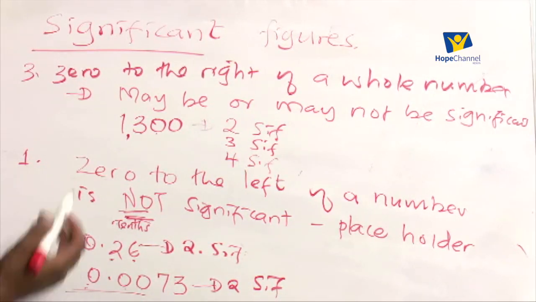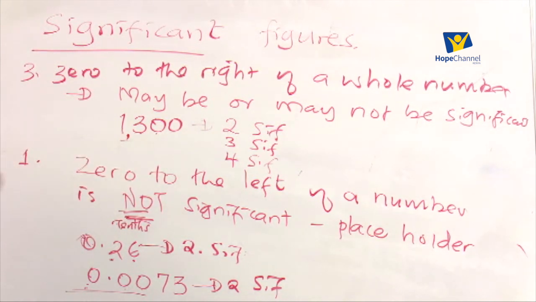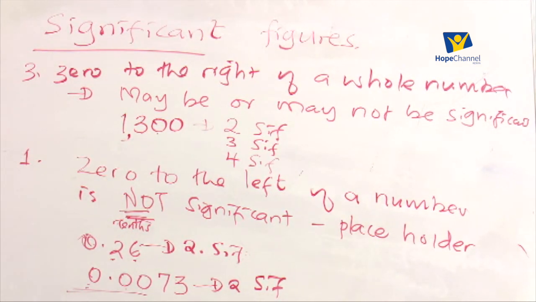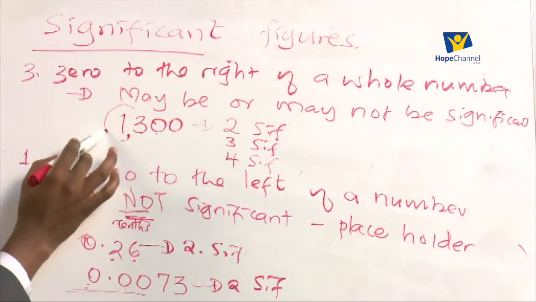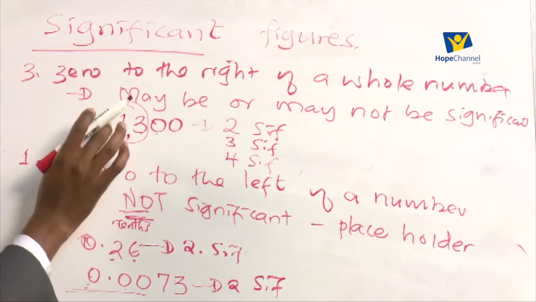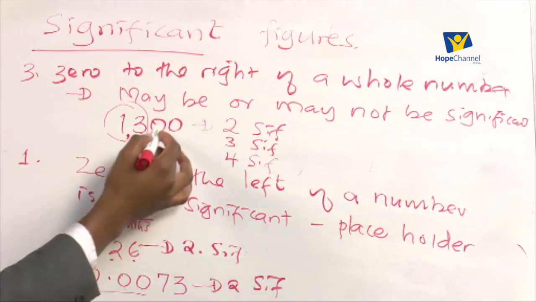But always 1 and 3 will be significant. Non-zero digits are always significant in a number. So we cannot debate about the first, that is 1 and 3. We can only talk about the two zeros.